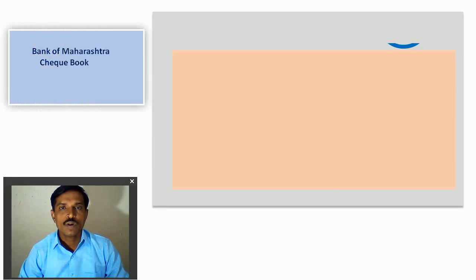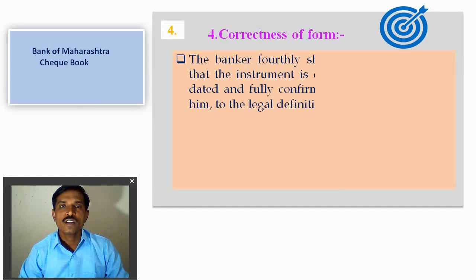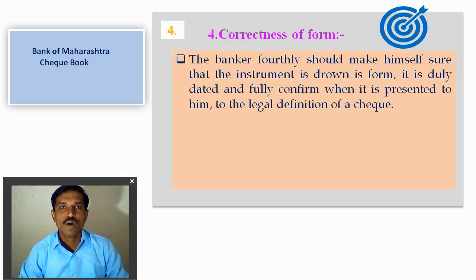The next precaution is about the correctness of the form. Every bank provides a specific checkbook, meaning a specific form. The banker should make himself sure that the instrument is drawn in proper form, is duly dated and fully conforms to the legal definition of a check when it is presented to him. Today every bank provides a printed checkbook for its customers, and the bank checks whether the specimen is matched with their printed copy or not.